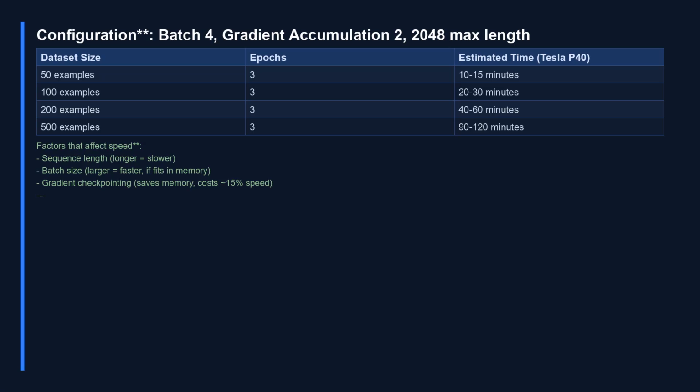Training time estimates. Configuration: batch 4, gradient accumulation 2, 2048 max length. Dataset size, epochs, estimated time, Tesla P40.